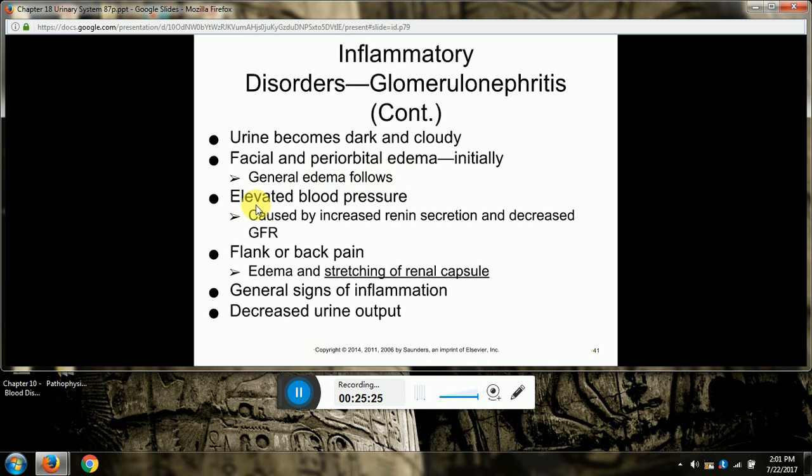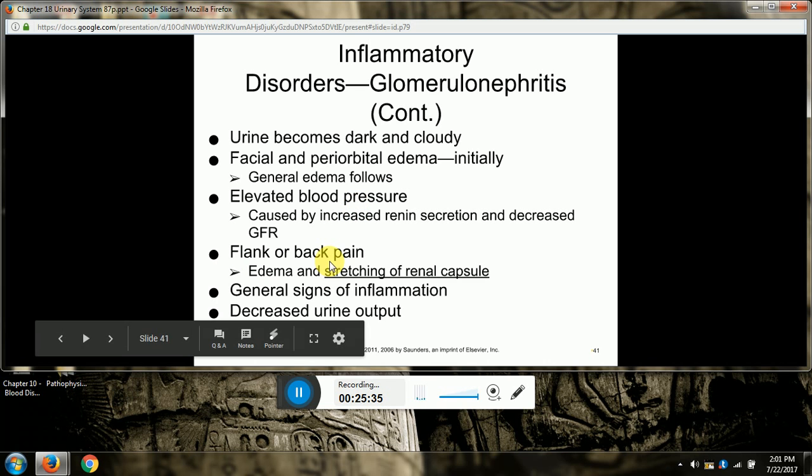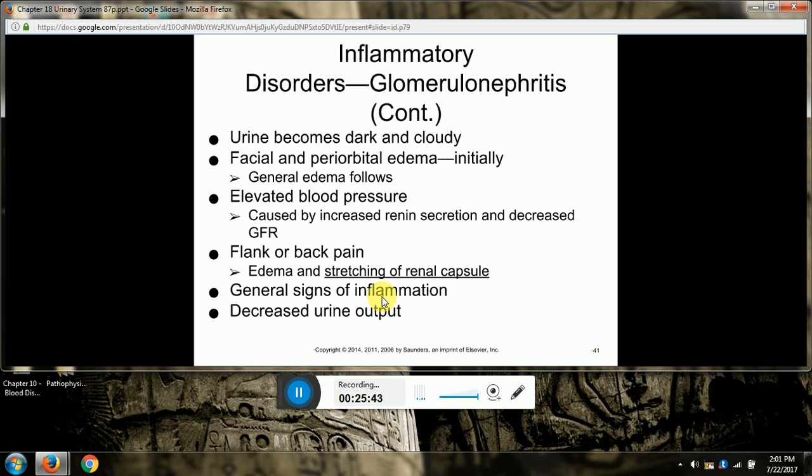Because of all the water that is now trapped in the body, there's elevated or high blood pressure. There's flank or back pain because of the inflammation of the kidneys and the stretching of the renal capsules. You can also find the general signs of inflammation, and there's a decreased urine output. So basically, the kidney tissue, the glomeruli are destroyed, the renal tubules are destroyed, and a person is unable to get rid of all of that water. Instead, they are getting rid of protein and blood and red blood cells. So all that water is retained within their bodies.